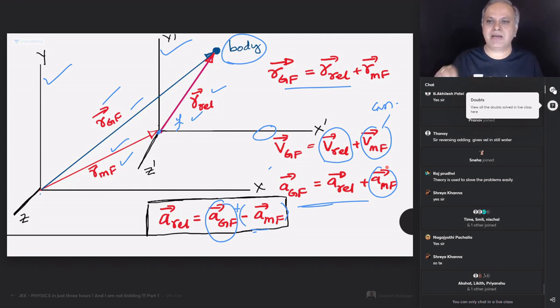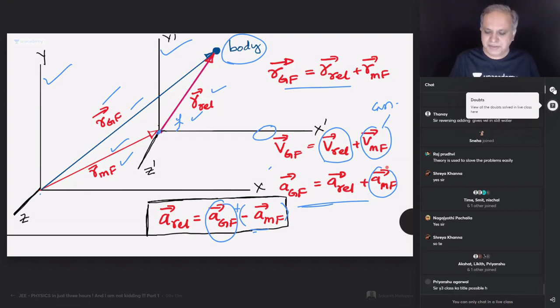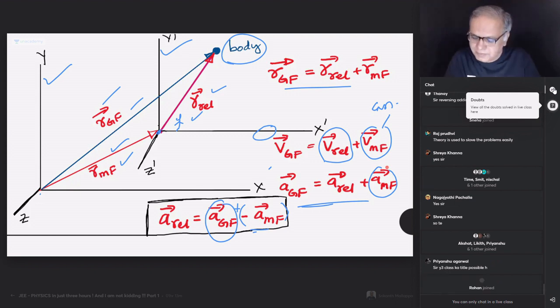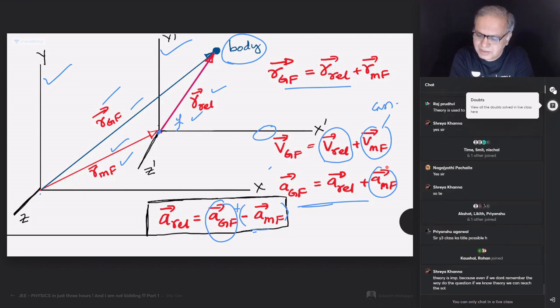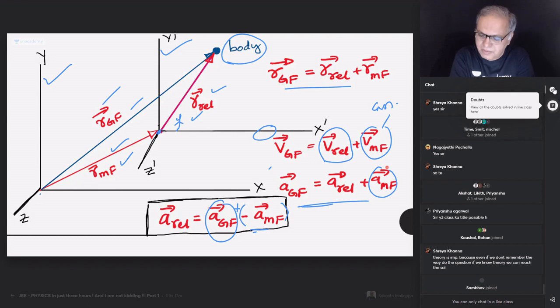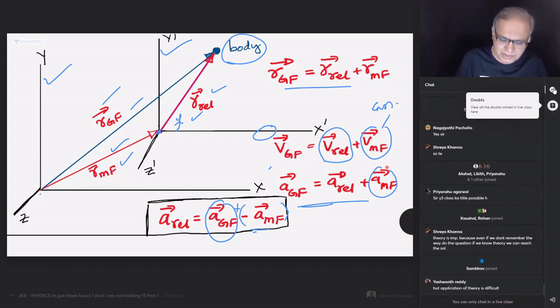That is what we call physics by example. But ultimately, whether you do the problem first or theory first, the theory is ultimate. Believe me. Theory is important because even if we do not remember the way we did a question, if we know the theory, we can reach the solution.